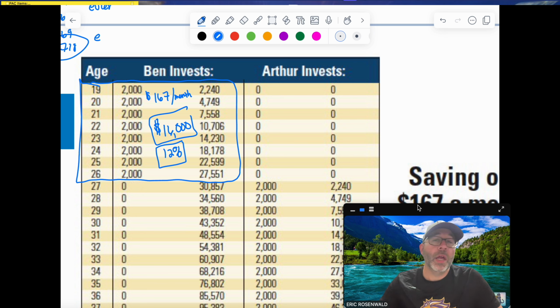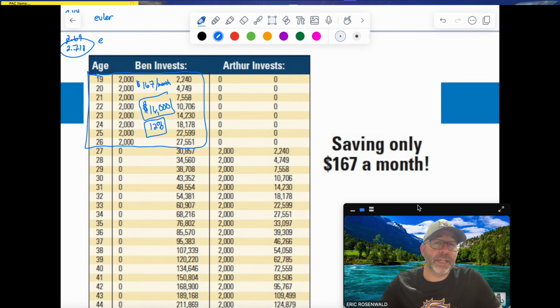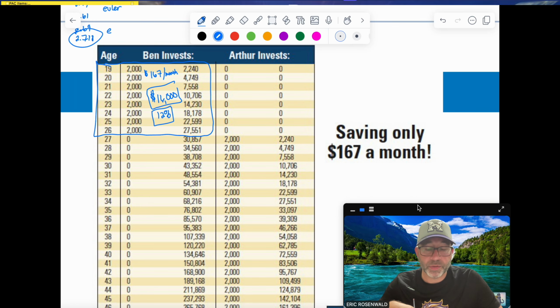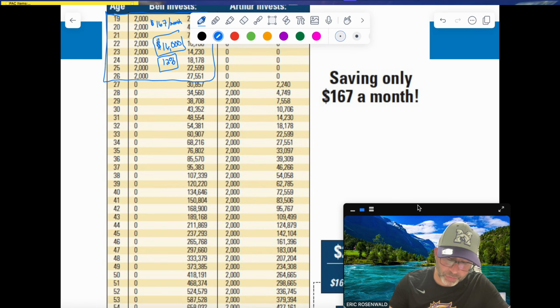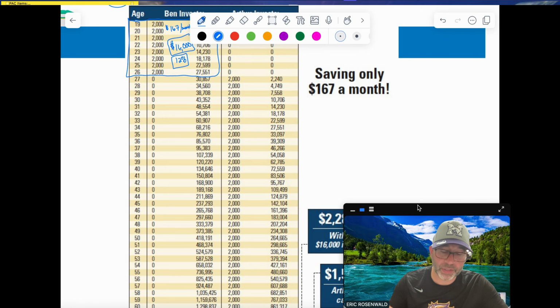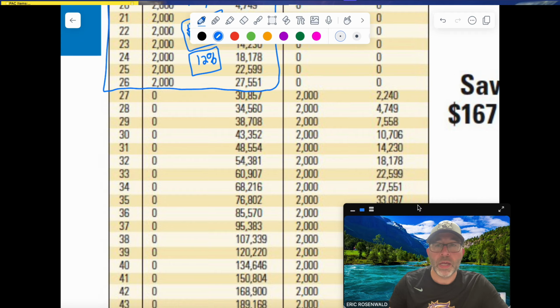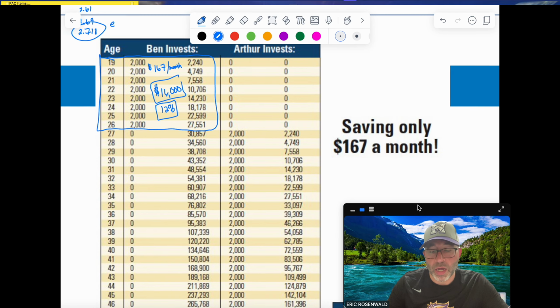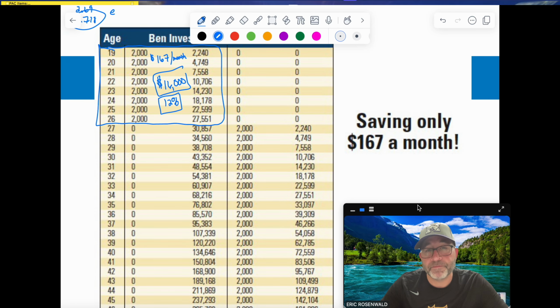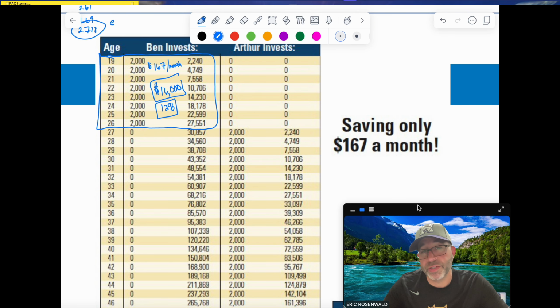That's it. Arthur, over on the other side here, never puts money in. He decides to be a normal teenager and just live his life, YOLO, and goes out partying and drinking with his friends. And he decides to not save until he's 27. He's like, I should really get in on the game here. And he starts at the age of 27 and starts putting money in. Now look at what happens here over time. At age 27, Ben already has $30,000. At age 27, Arthur has nothing except for that $2,000 he just put in.